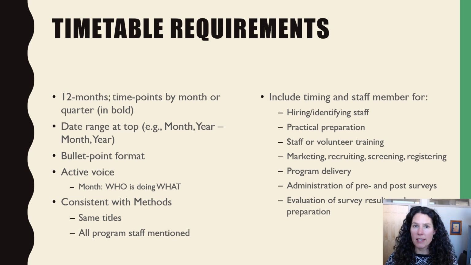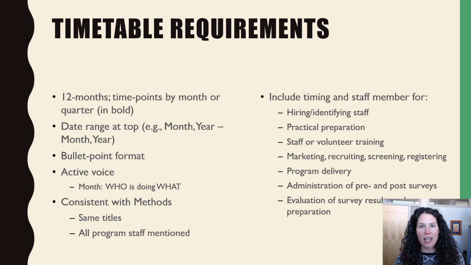The timetable is essentially a timeline of what you just described in your methods. So you're almost repeating what's in the methods, but in a shorter time chronological format with bullet points. You should organize this over a 12-month period, because we're going to presume that that's how you're going to get grant funding, for 1 year. So you organize it from the very start of the time that you get funding until 1 year later, and you get to decide the month that you start. Whatever makes the most sense for your program.